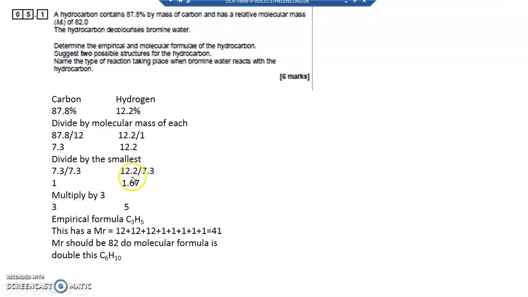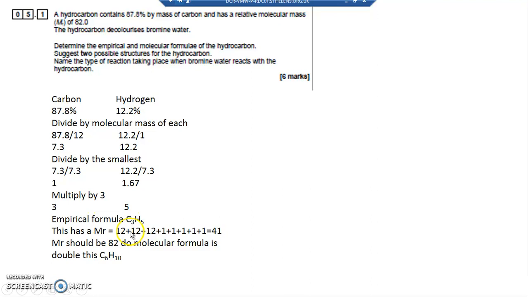Now we need to multiply by a number to get this into a whole number. And that's a 3. So if you multiply this by a 3, it'll come out to be a 5. So multiply them both by a 3, 3 to 5. So the empirical formula is C3H5.